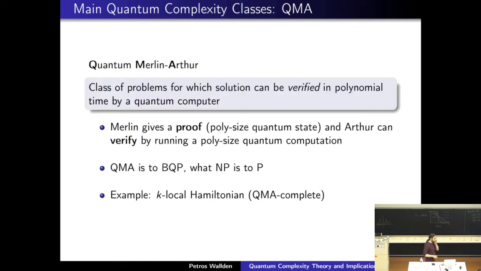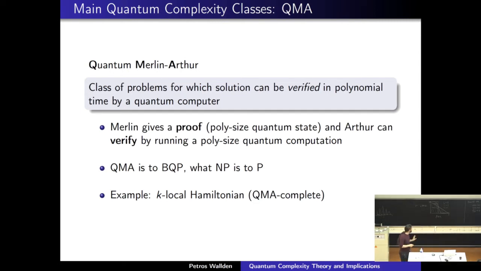Okay, so I'm done for now for BQP. I'm going to say relations about BQP later, but I'm done for now. And the final complexity class I'm going to define is the QMA.